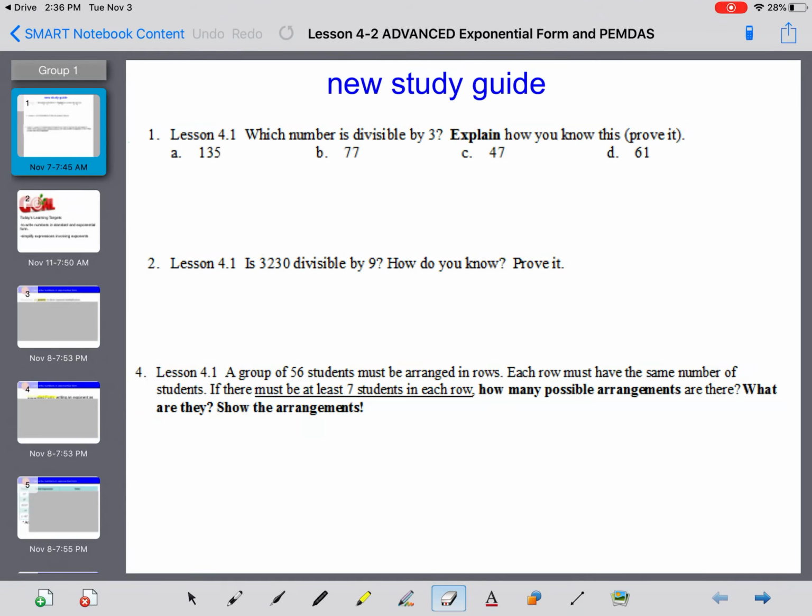This is lesson 4-2 from the Algebra Readiness textbook. Take out your notes, a sharpened pencil, and begin working on the study guide questions. Pause the video until you are ready to proceed.